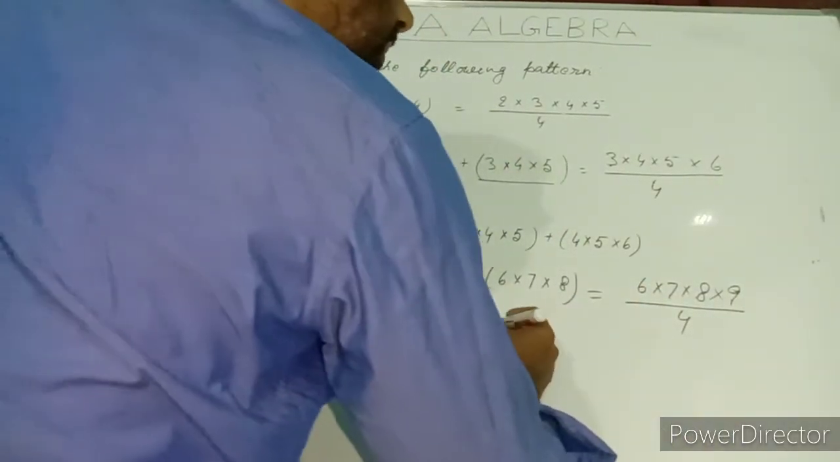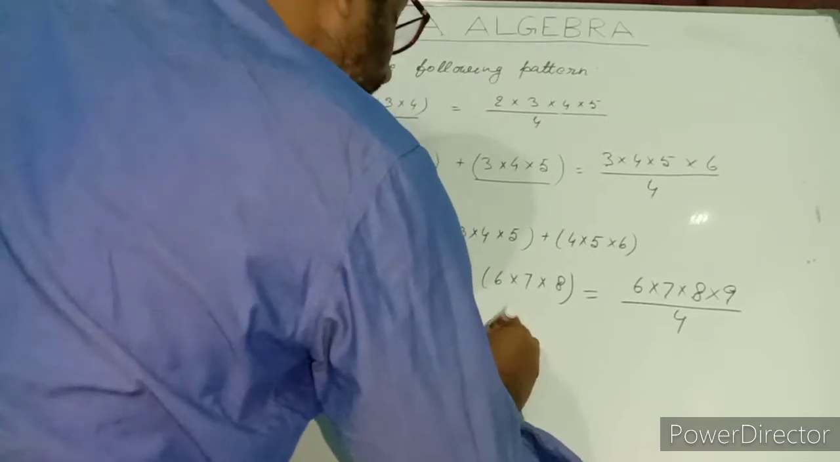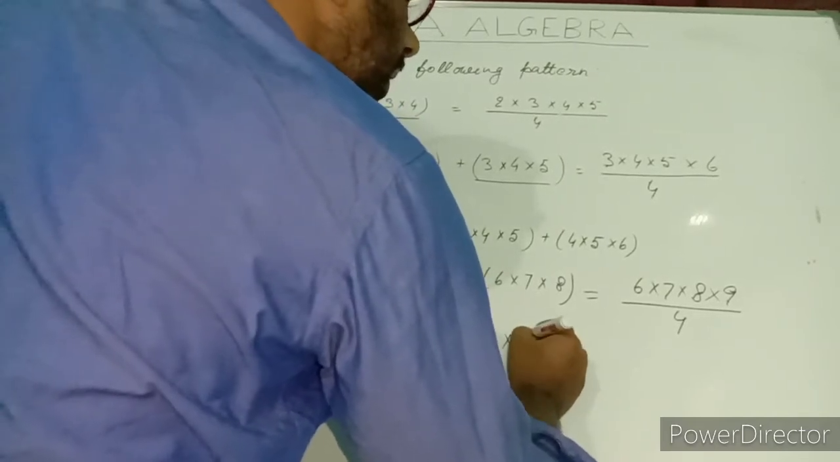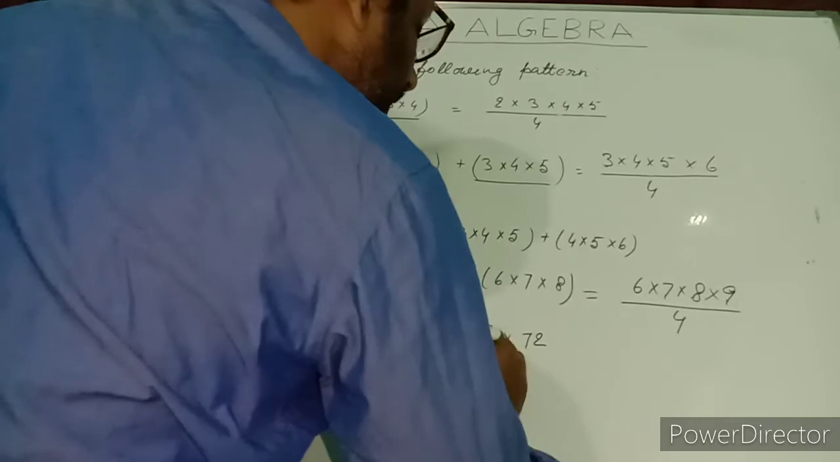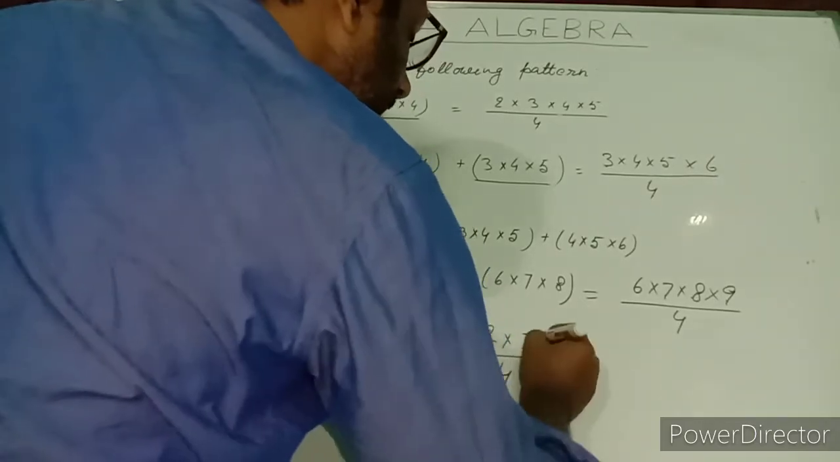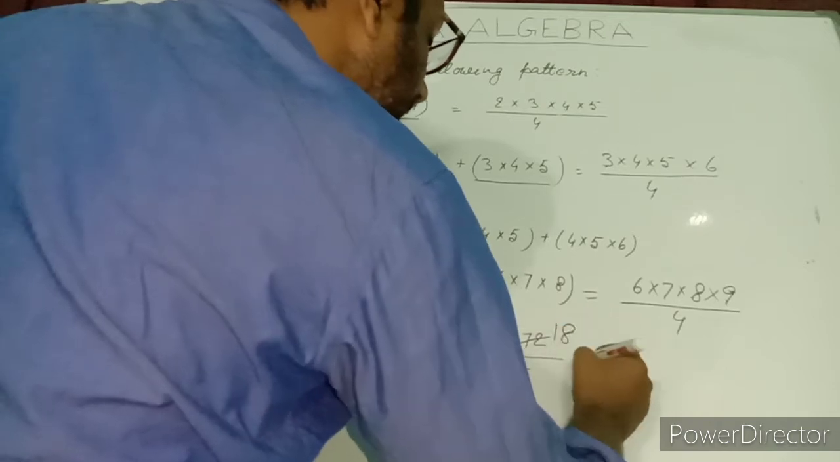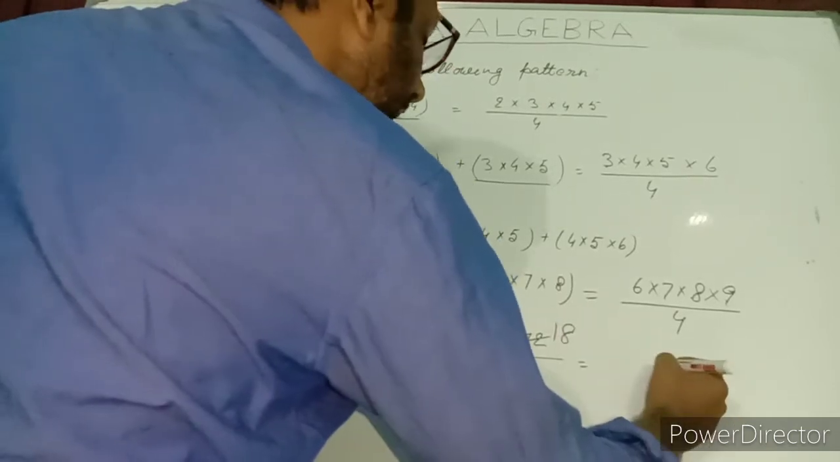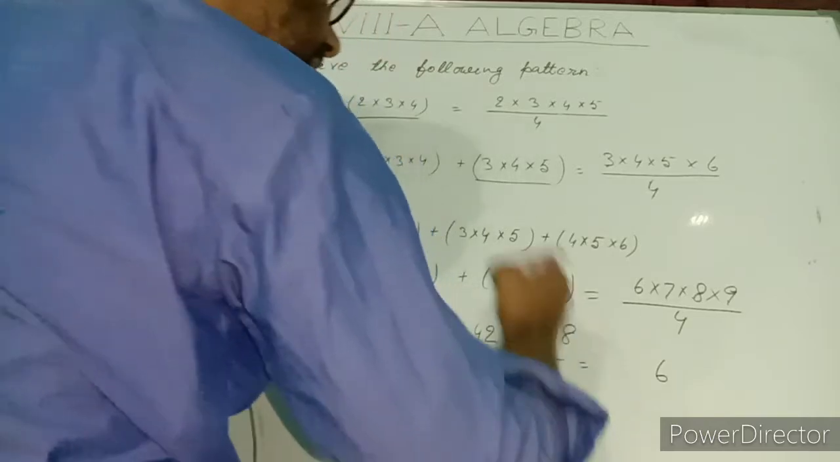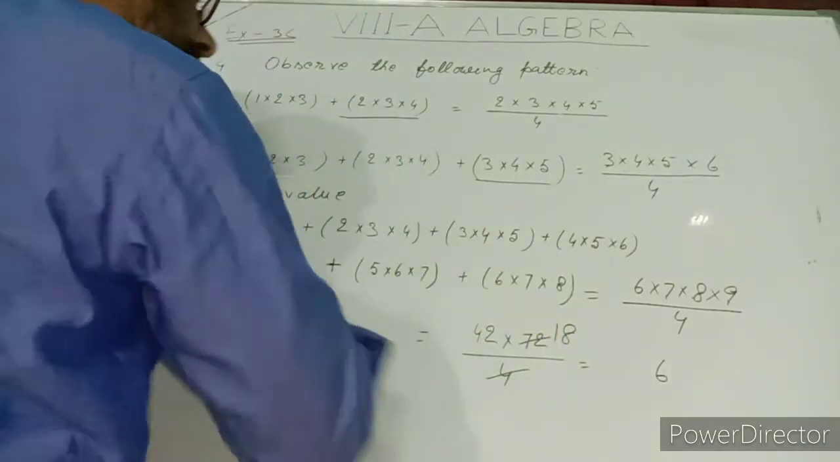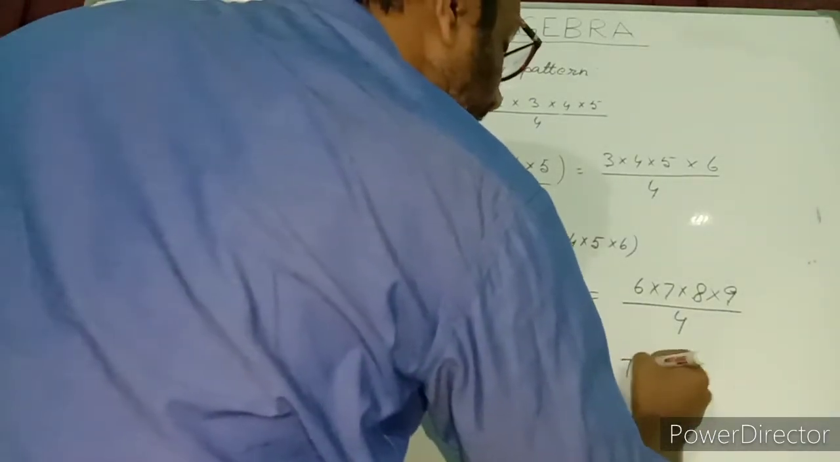This became 42 into 9 by 4. These two are divisible. Now multiply these two. The answer is 756.